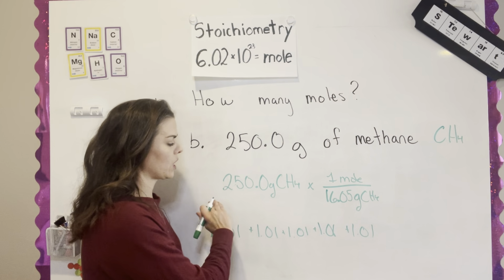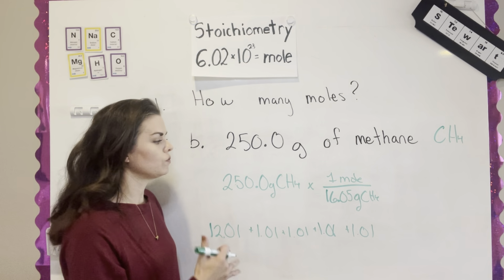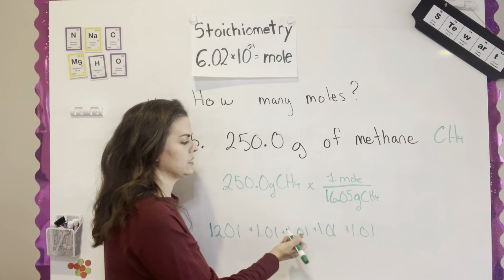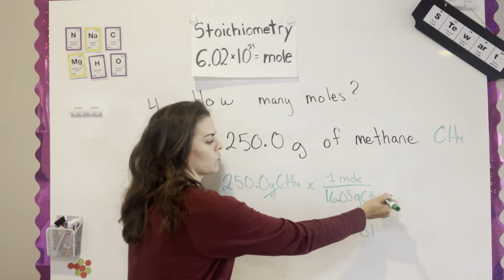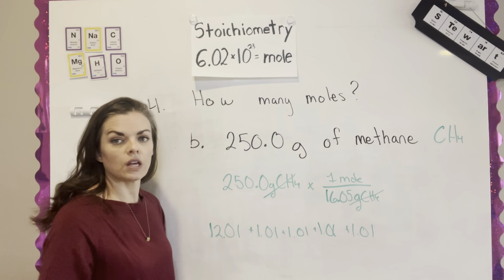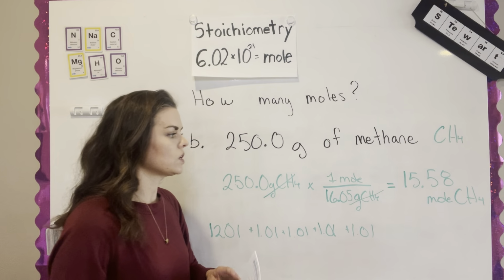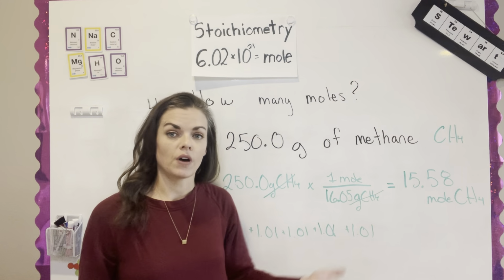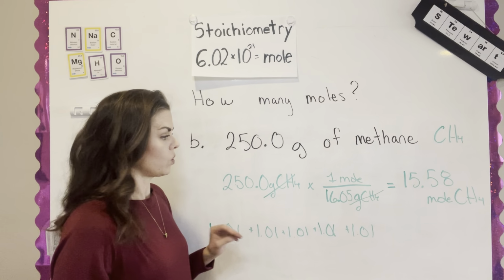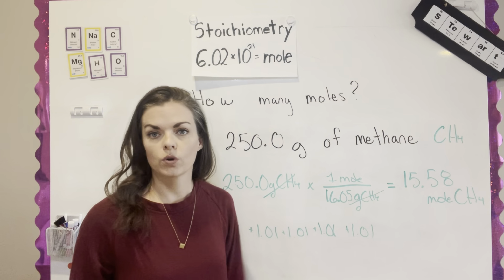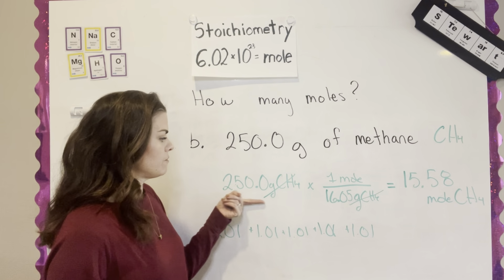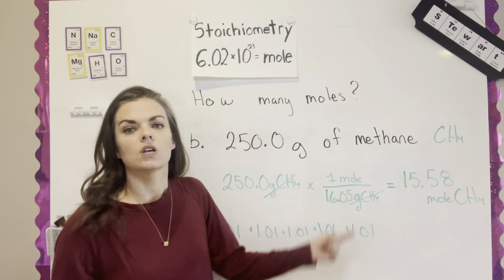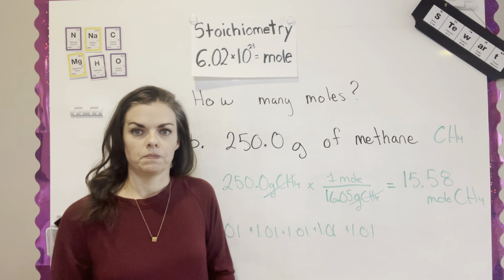So when you put this in your calculator, you're going to say 250 divided by 16.05. And grams is going to cancel out, and you're left with your answer in moles. And you end up with 15.58 moles of CH4. And I'm going to report my answer with 4 significant figures because I have 4 significant figures in each of the data that's going in.